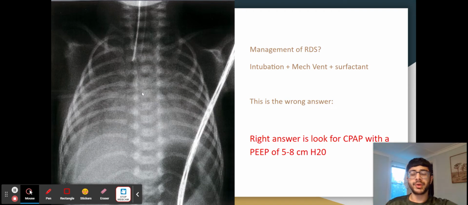They're going to ask you what to do about this. Everyone will choose intubation with mechanical ventilation and surfactant. That is the wrong answer if the right answer is continuous positive airway pressure.